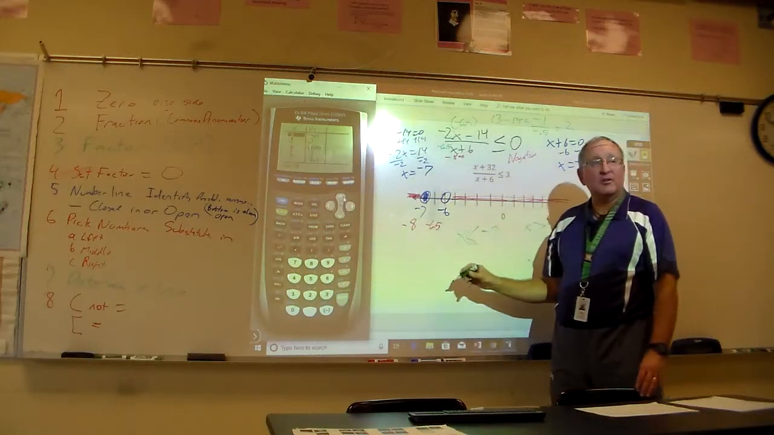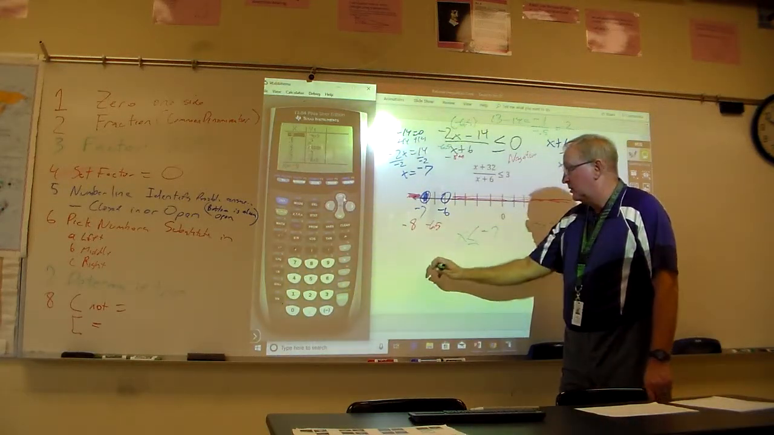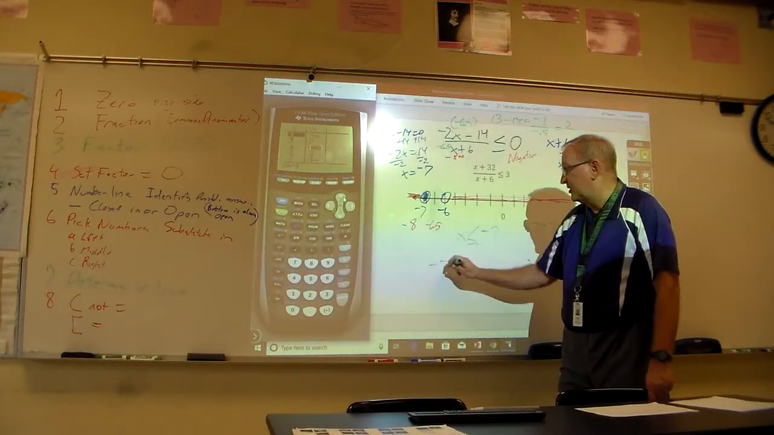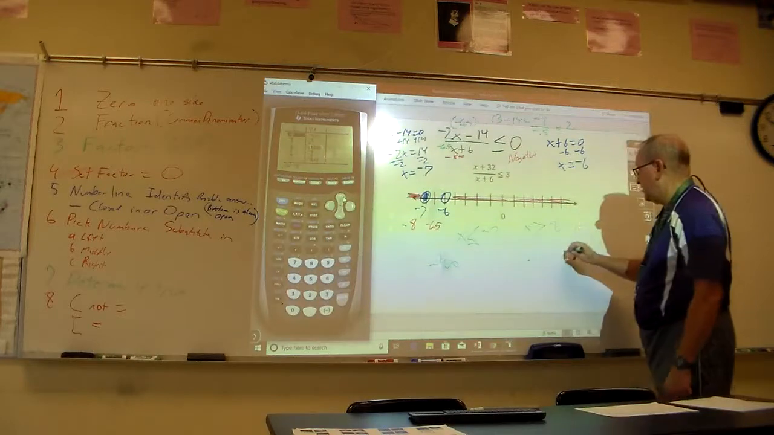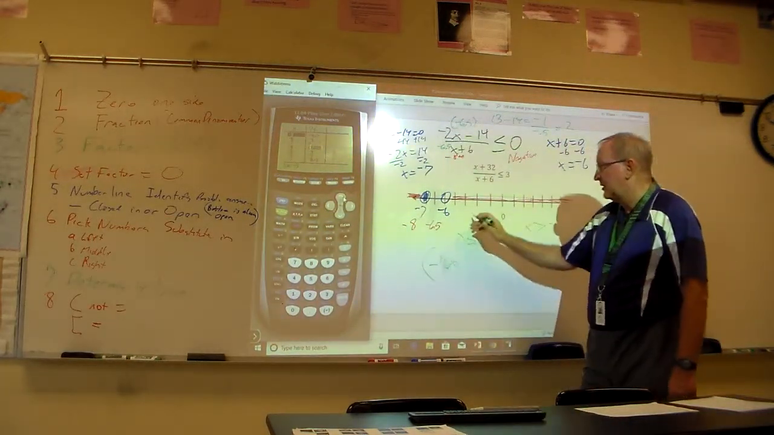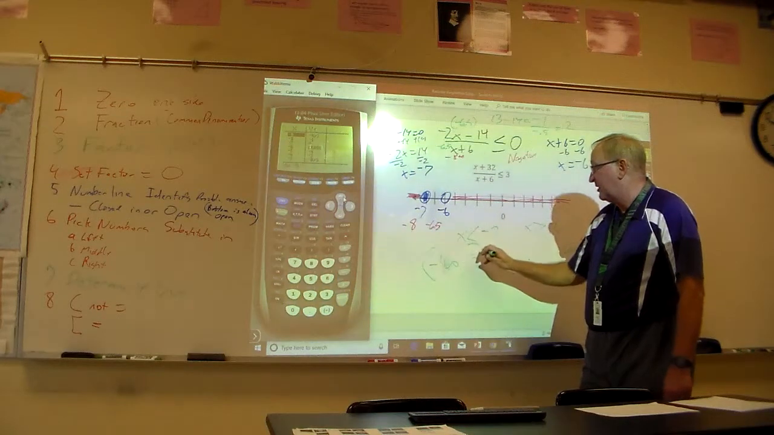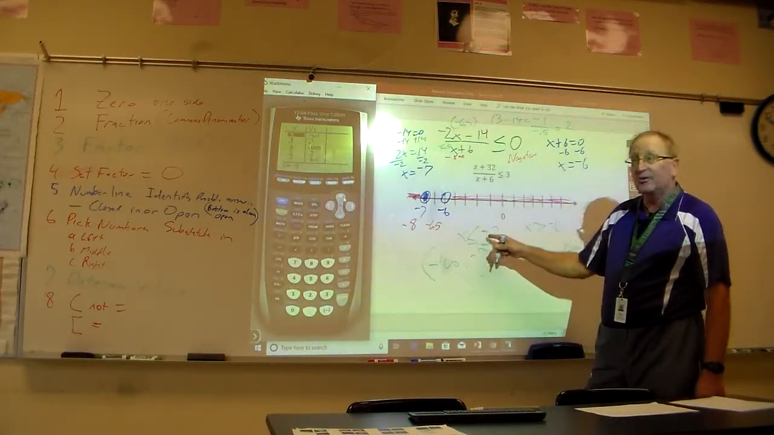So how would I write this with my brackets and parentheses? Well, this side's always negative infinity. This side's always infinity, right? Correct? Positive side. So I'm going to have this negative infinity all the way to negative 7, and the negative 7 would be a bracket, because it's part of the solution.